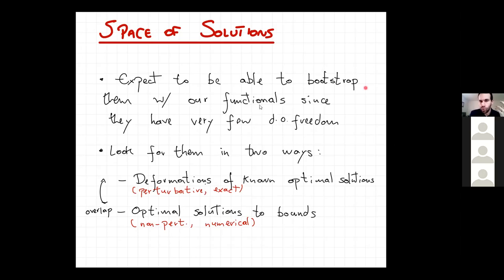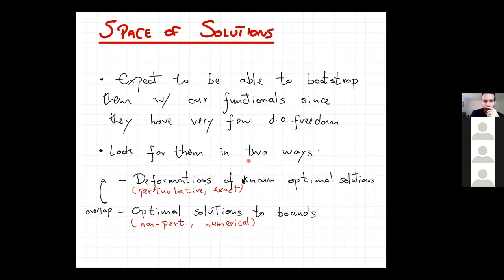So we should aim for looking at these very special solutions. Those solutions, we should be able to bootstrap them with our functionals. A general solution will have too many degrees of freedom. The functionals will constrain them, but would not fix them uniquely. Here we are looking for those solutions which can be fixed uniquely just from our functionals. So the number of degrees of freedom will basically have to match the number of functionals.